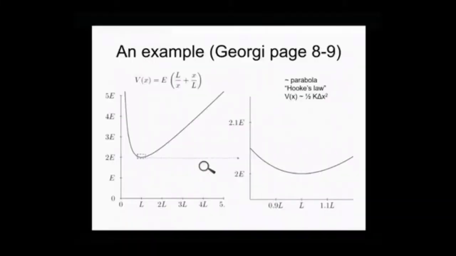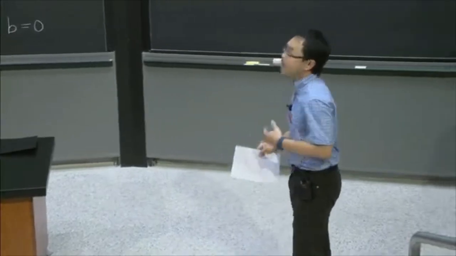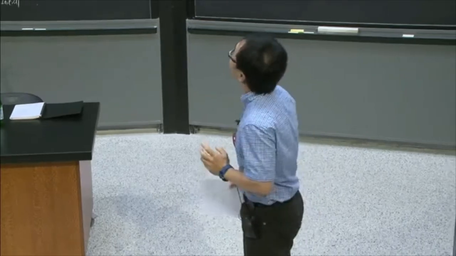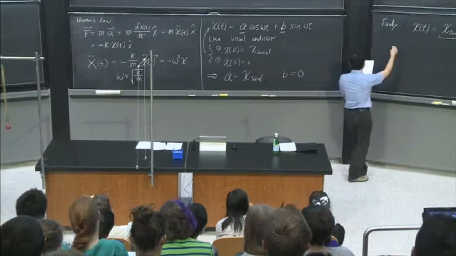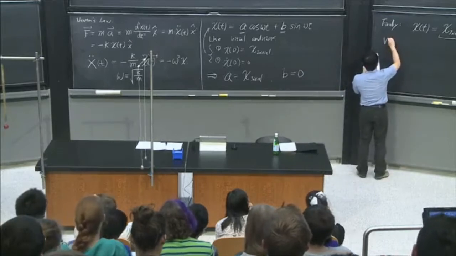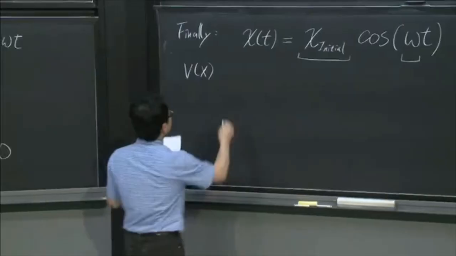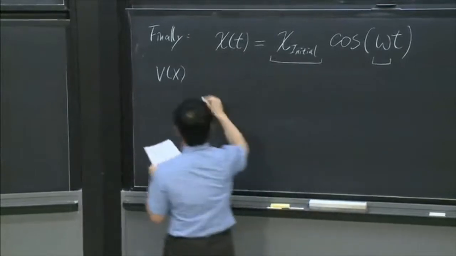But if I zoom in, and basically you will see that if I am patient enough and zoom in enough, this is a parabola again. You will follow Hooke's law. So that is actually really cool. So if I consider an arbitrary V of x, we can do a Taylor expansion of this potential.